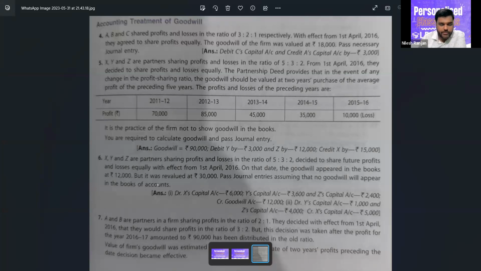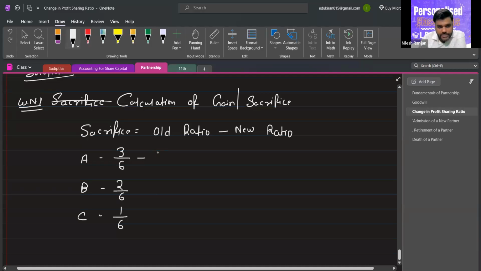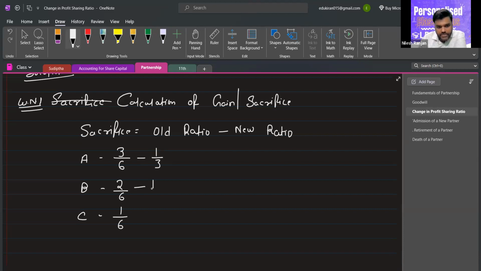Okay, so 3/6 minus 1/3, 2/6 minus 1/3, 1/6 minus 1/3. Okay, is this clear? How we have written the old ratio and new ratio? Do you have any doubt in this? Yes, sir. No, sir. No, sir.